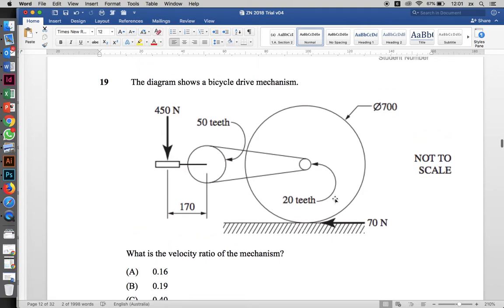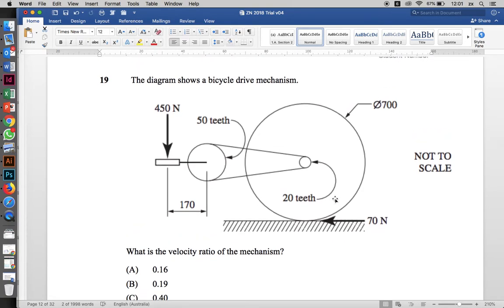Okay, question 19. Again, I need my notes. Our formula here is little d over big D times n rev. Now n rev is the number of times the little circle is turning around compared to the big circle. In this case, this one has 50 teeth and this one has 20 teeth. So that n rev, the revolution ratio, is going to be 2.5.